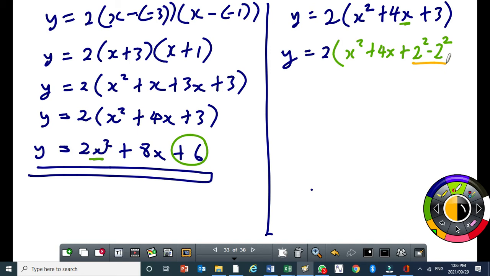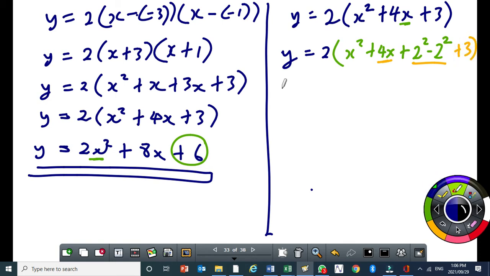I told you yesterday about it. So I found half of the coefficient of x, which is the 2. So I added the square of that 2 and subtracted the square of that 2. The objective is to create a perfect square trinomial. That's the objective. Then I'll add my 3 there.